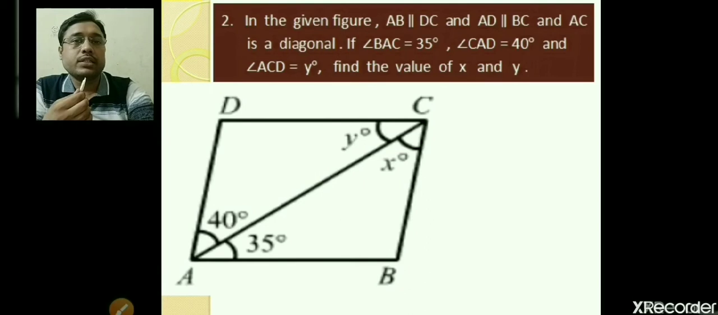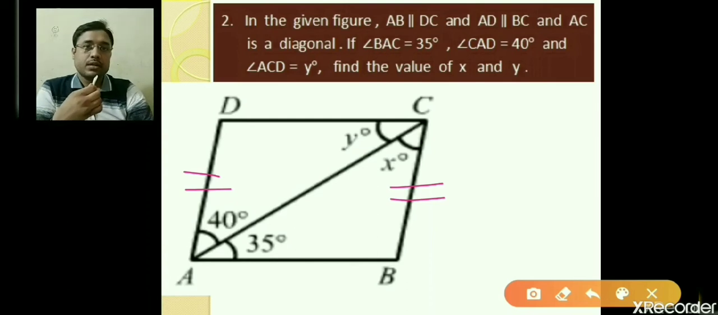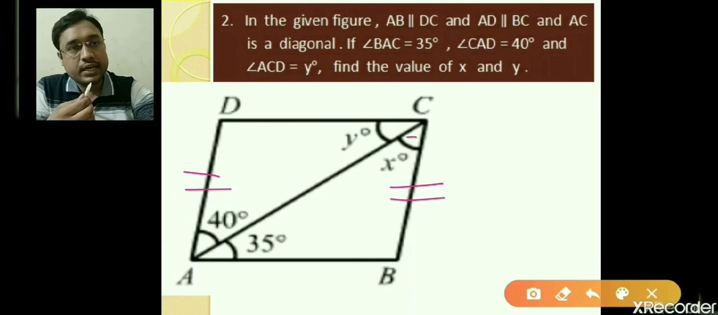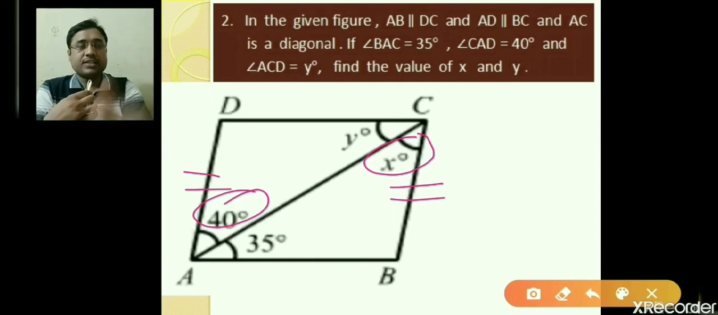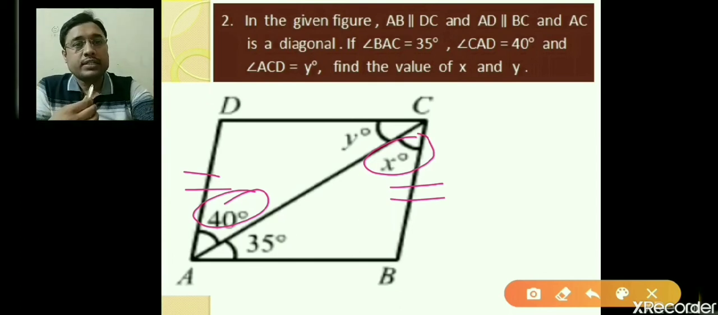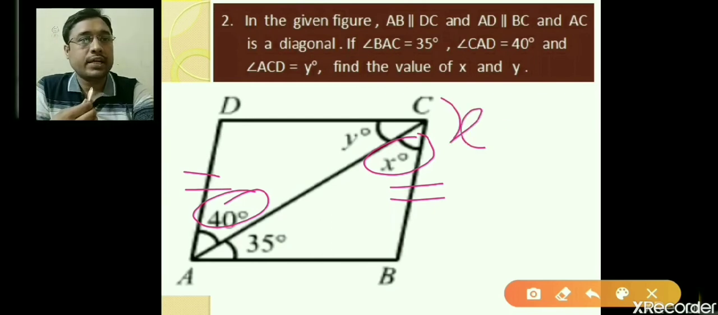You can see this line AD is parallel to BC. Then again this X degree and this 40 degree are alternate interior angles, and this AC is the transversal here. So X and 40 are alternate interior angles. So this way we will get that X equals 40 degrees.